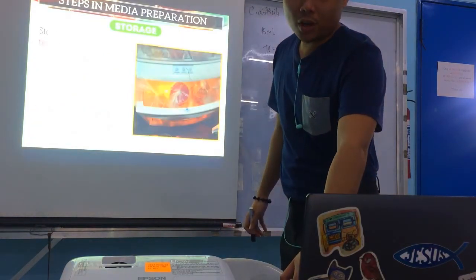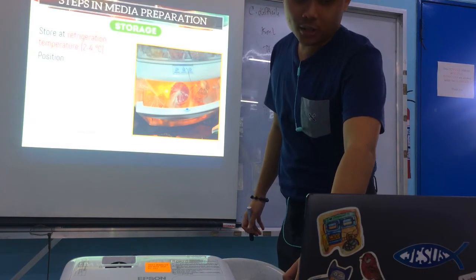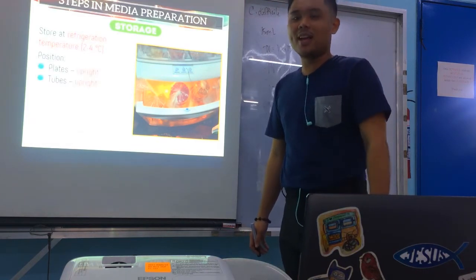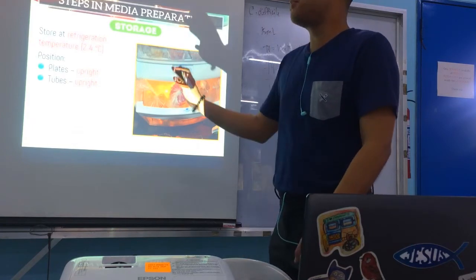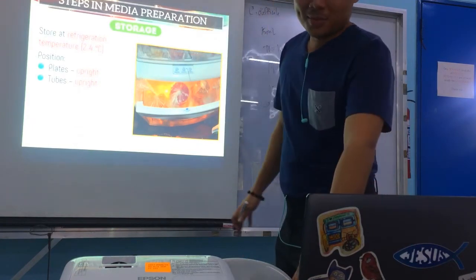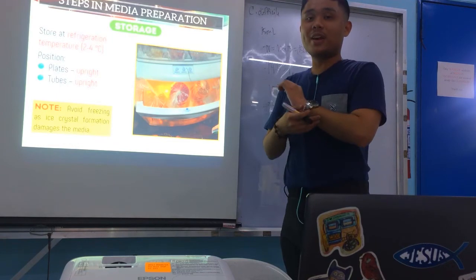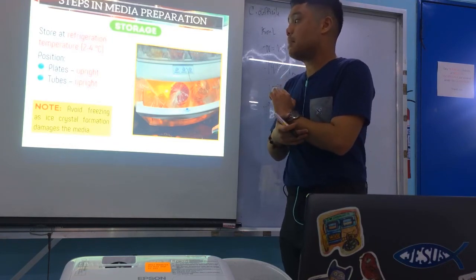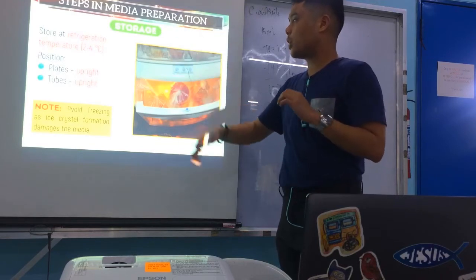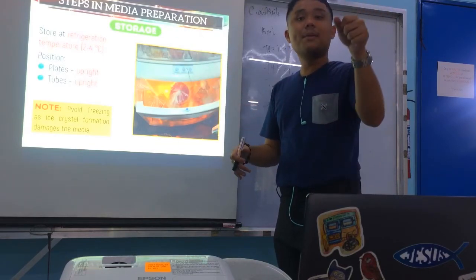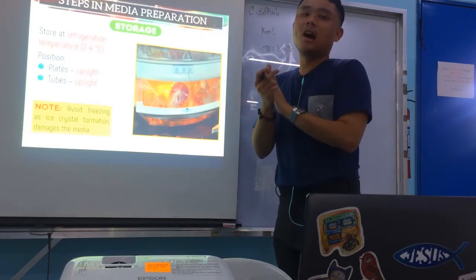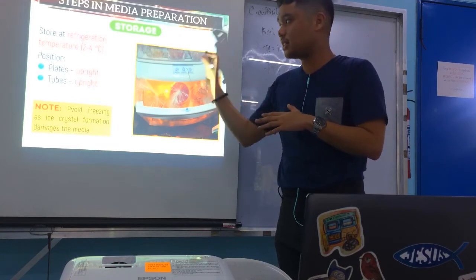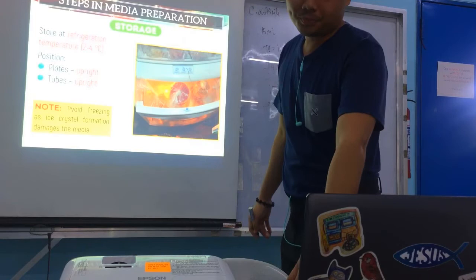And last, for storage, we use the refrigerator, of course. For position, both of them are upright. Again, avoid freezing. We do not use the freezer because ice crystals can damage the media. So only in the refrigerator, 2 to 4 degrees Celsius, in the chiller or the body of the refrigerator, not the freezer. We have separate refrigerators for these culture media, not the refrigerator for food.